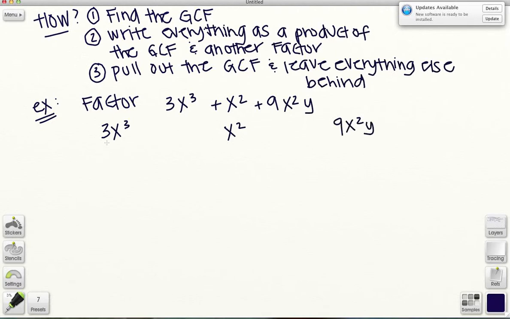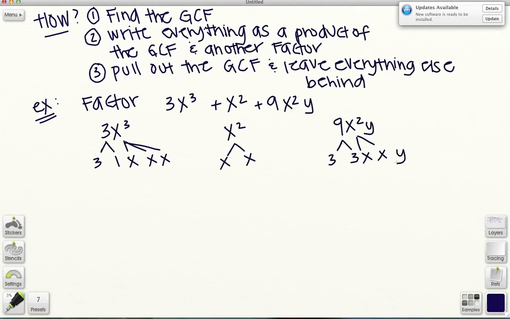I'm going to factor these. So 3 is a prime number. I just have a 3 and a 1. And then when I break down x cubed, I have an x, an x, and an x. X squared, I just have an x and an x. And then 9y, 9 can be multiplied 3 and 3. I have an x and an x, and a y is just a y.